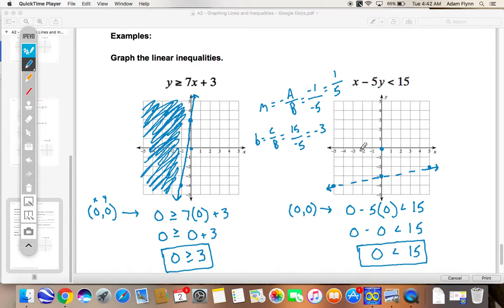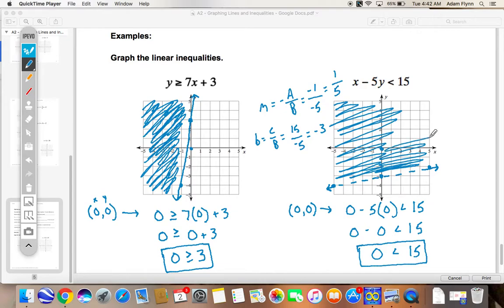So the point that I picked satisfies my linear inequality. Since it satisfies my linear inequality, I'm going to shade the side of the line that my test point was on. Since my test point was 0, 0, my linear inequality ended up being true, so I'm going to shade this side of the line. Perfect. And now I'm done.